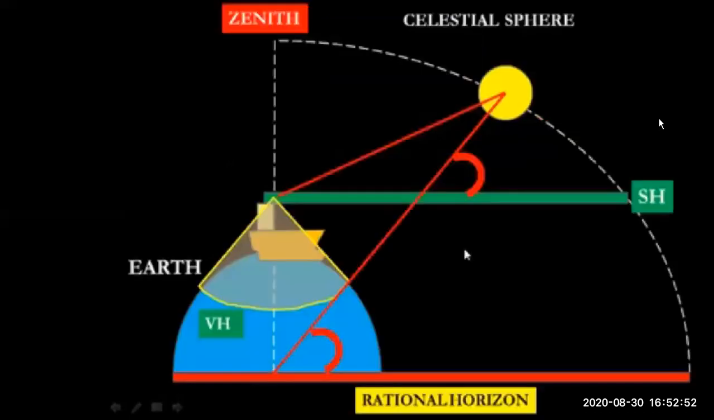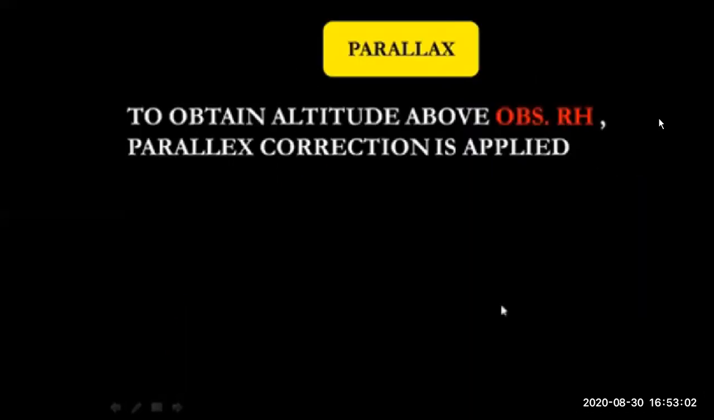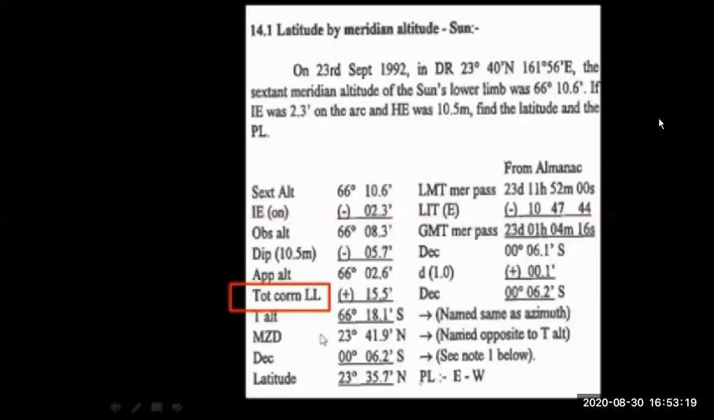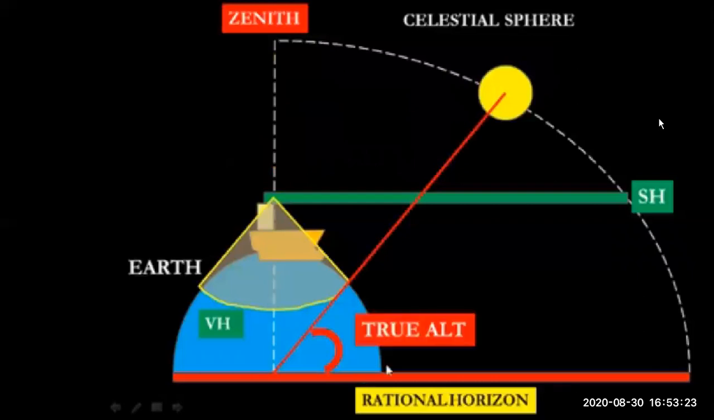To obtain the true altitude, we apply the semi-diameter, parallax correction and the refraction. All these three are included in the total correction, and they are given in the nautical almanac. So after applying this correction, we get the true altitude. That is nothing but this angle at the center of the earth between the rational horizon and the celestial body. Now we have a clear idea of all the corrections.